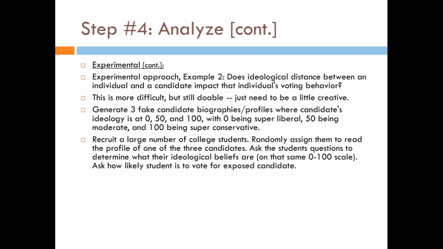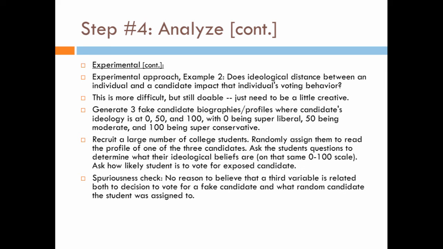Then we could recruit a large number of college students and randomly assign them to read the profile of one of the 3 candidates. Ask the students questions to determine what their own individual ideological beliefs are on the same 0 to 100 scale. Finally, we would then ask how likely a student is to vote for an exposed candidate. A quick spuriousness check again reveals that there's no reason to believe that a third variable is related to the decision to vote for a fake candidate and what random candidate the student is assigned to.